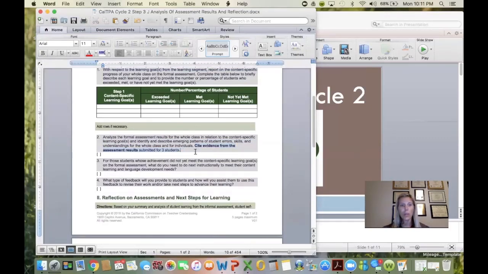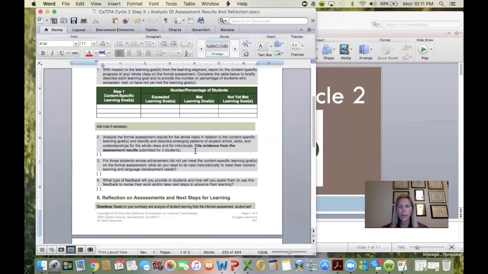So this is where you're going to take a close look, like a magnifying glass look, at the assessments your student completed to see, okay, what am I noticing? What is this cluster of students having a struggle with? What is this cluster of students doing really well? And you want to start to find the patterns of learning you're seeing.